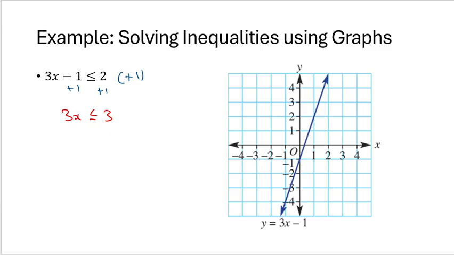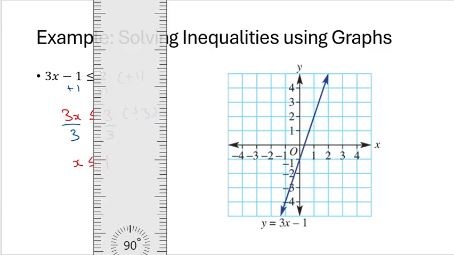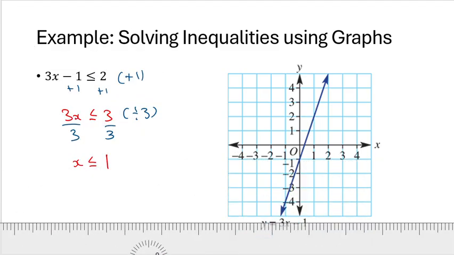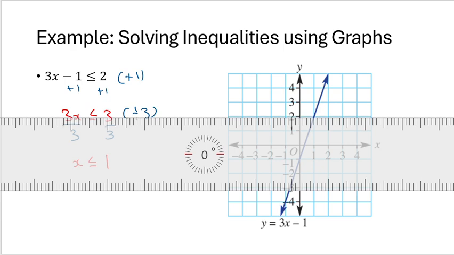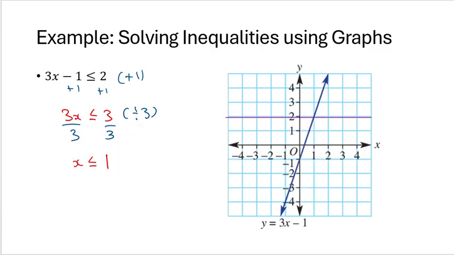So this will be 2 plus 1 is 3. And then you divide both sides by 3. So x is less than or equal to 1. And if you really want to double check, I'm just going to draw a line at y equals 2. And it's like, okay, where does the blue line cut that purple line? As you can see, it's right here, and it's at x equals 1. Okay. But don't worry about that too much. I would say just solve it.